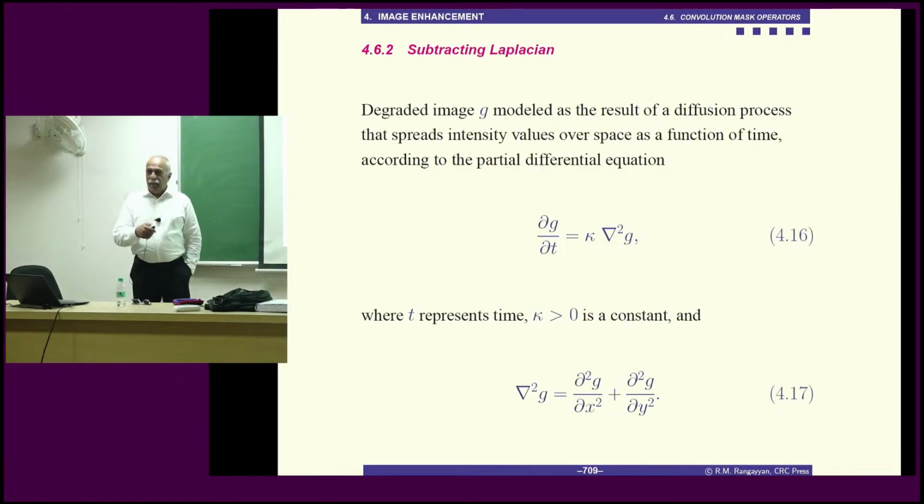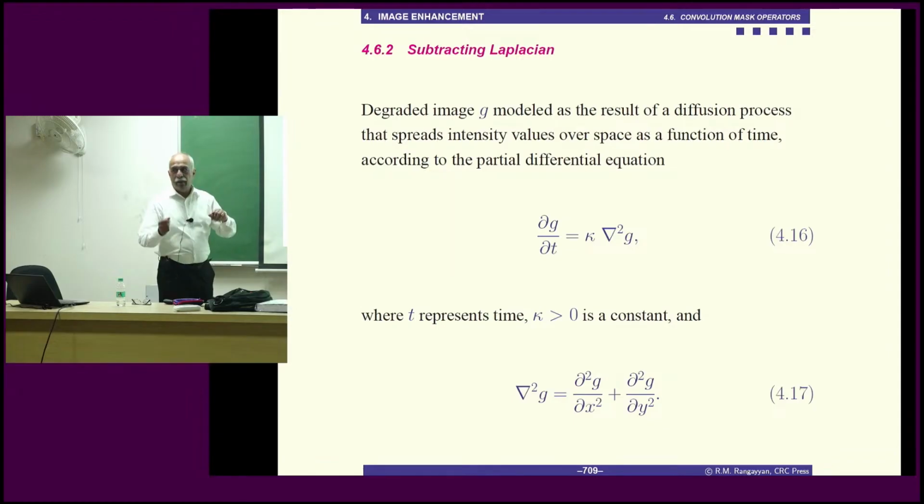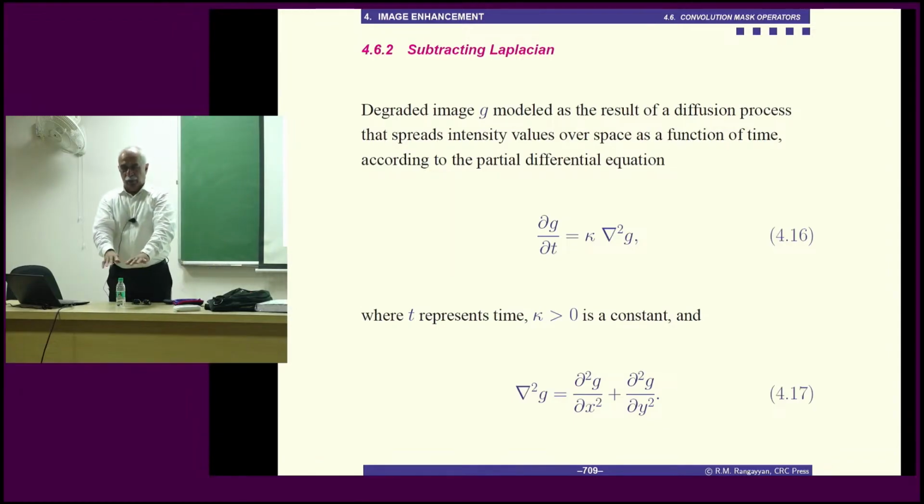The subtracting Laplacian is something similar, but it has some basis. There is a diffusion basis based on this partial differential equation. So it says the observed image g is a function of time. There is an image, the original image was there, and over time it is diffused. The intensity is somehow diffusing. It is spreading over space. Like you put ink on a blotting paper.